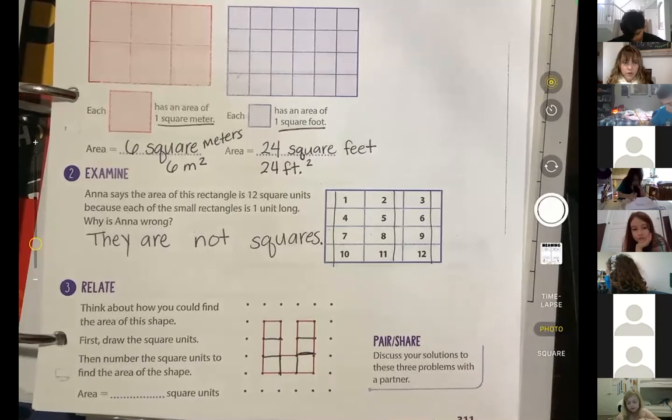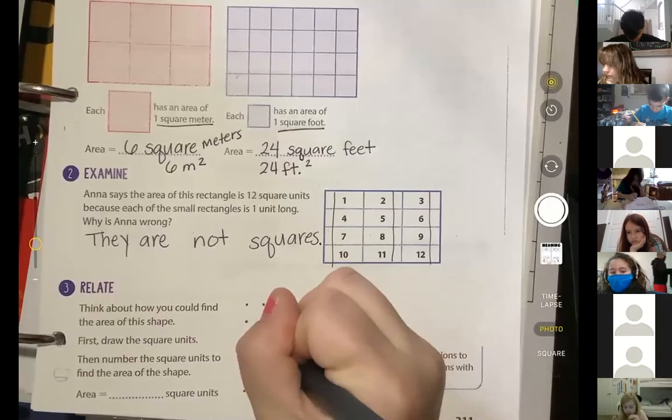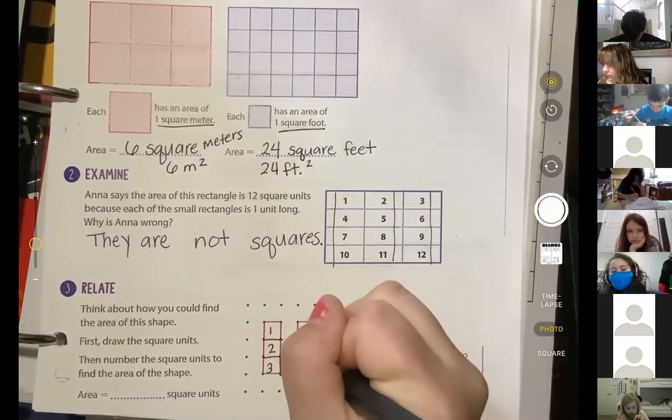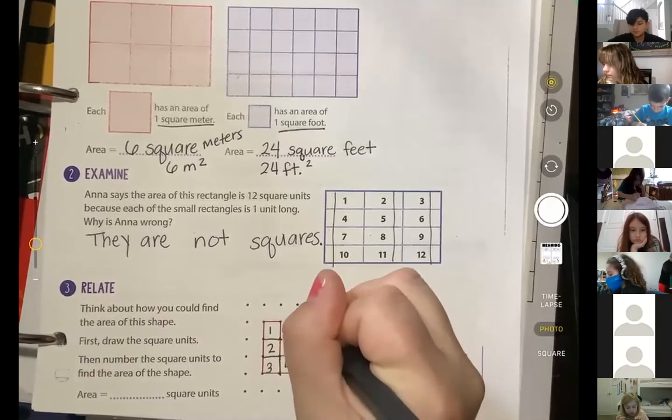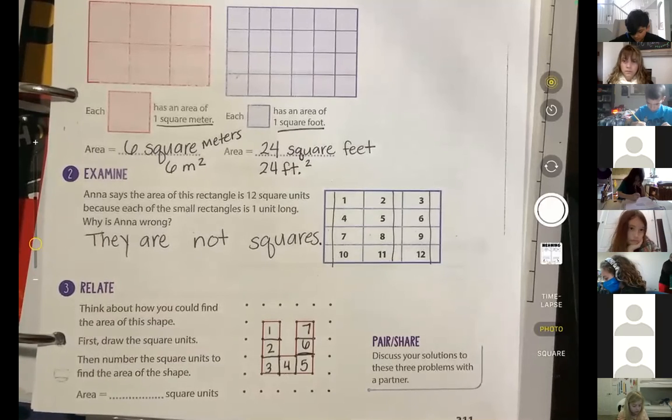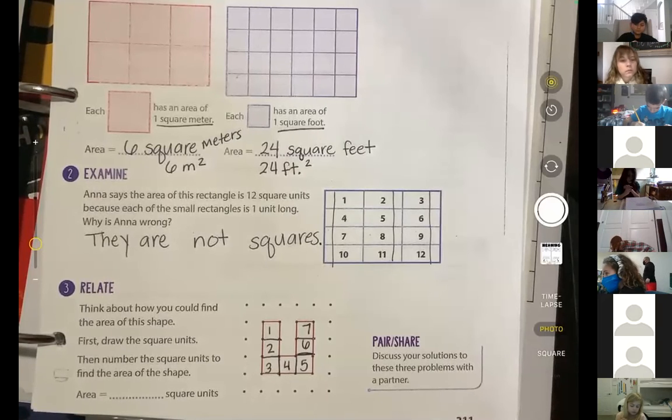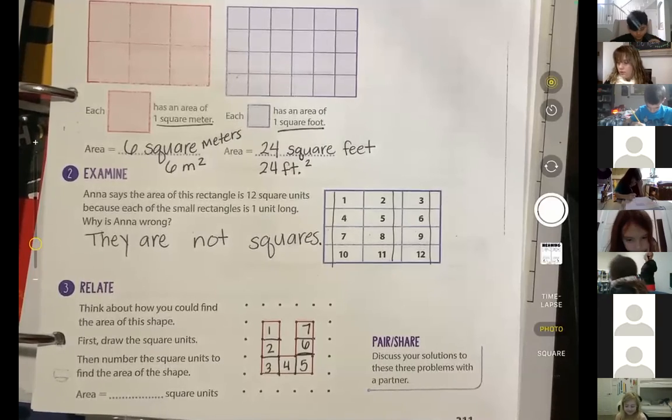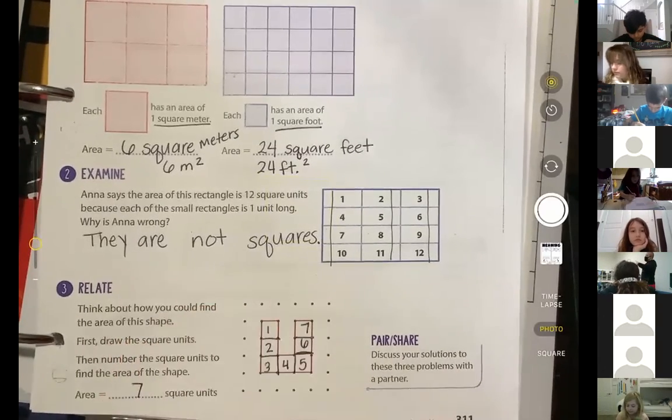So our first step was to draw the squares. Next, they want us to number them. Okay, and then you take that number and that'll give you your square units.